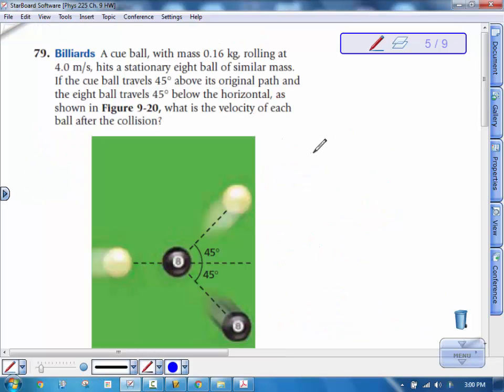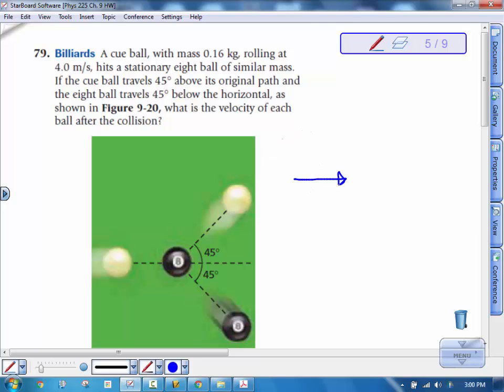Okay, the next problem gives us a cue ball rolling with mass 0.16. Afterwards, the cue ball goes this way and the 8 ball goes this way after collision. And these are 45-degree angles. And it wants to know the velocity of each of the balls after collision. So this is a tough problem, but we can draw some vectors here.